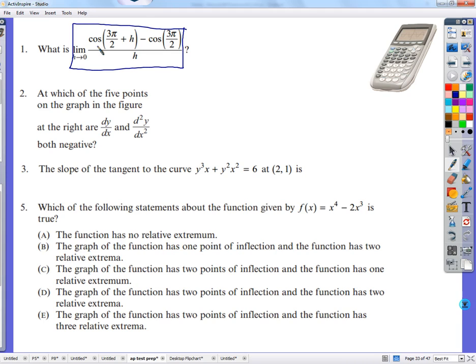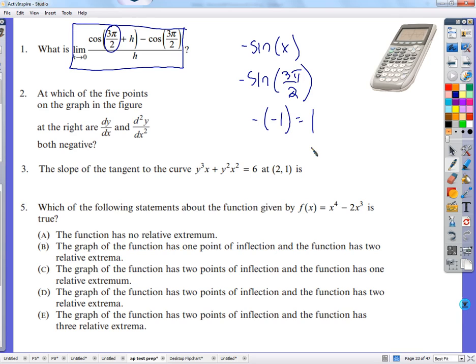In what function? The cosine function. What else tells you the slope of the tangent line? The derivative. So we can just take the derivative of the cosine, which is negative sine of x. And what x value are we using? 3 pi over 2. Negative sine of 3 pi over 2. What's the sine of 3 pi over 2? It's negative 1. So the answer is 1.